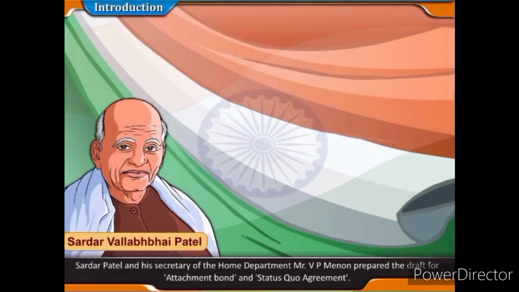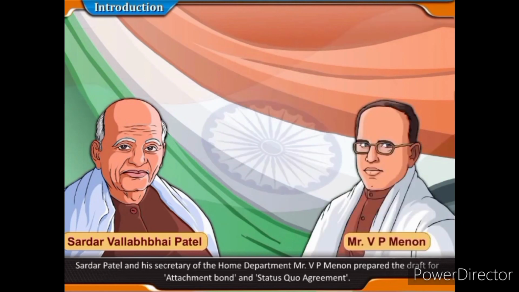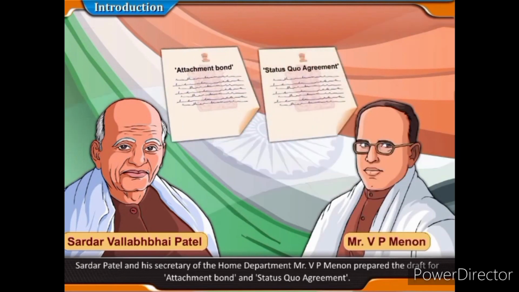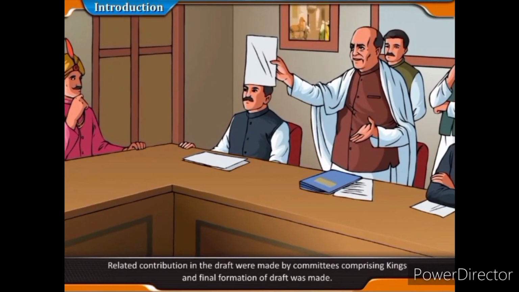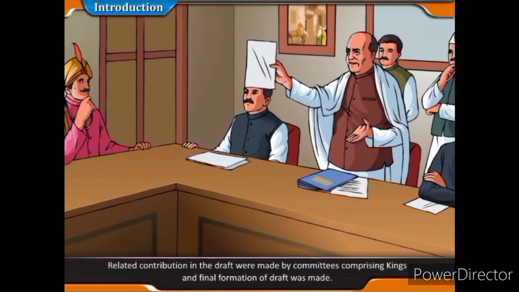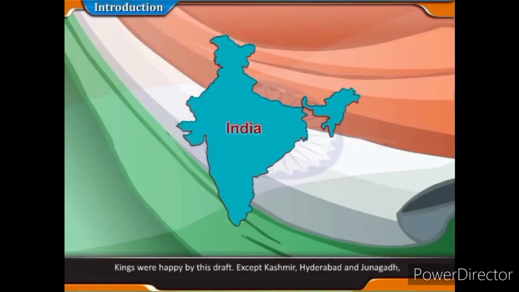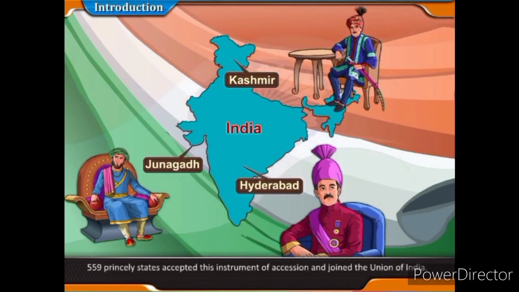Sardar Patel and his Secretary of the Home Department, Mr. V.P. Menon, prepared the draft for the attachment bond and status quo agreement. Related contributions in the draft were made by committees comprising kings, and the final formation of the draft was made. Kings were happy with this draft. Except Kashmir, Hyderabad and Junagadh, 559 princely states accepted this instrument of accession and joined the Union of India.